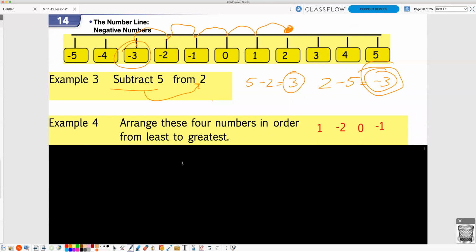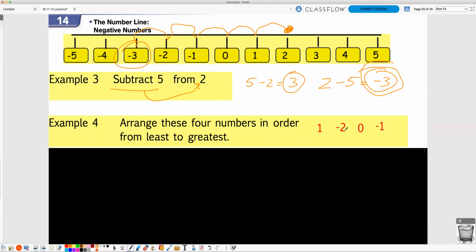Example 4, arrange these 4 numbers in order from least to greatest. So if I'm looking on the number line, let me use a different color here again for these. So if I've got positive 1, I've got a negative 2, I've got a 0, and I've got a negative 1. So there's my order. It has to go from left to right, that direction. So that means the best order would be negative 2, then it goes negative 1, then it's 0, and then it's positive 1.